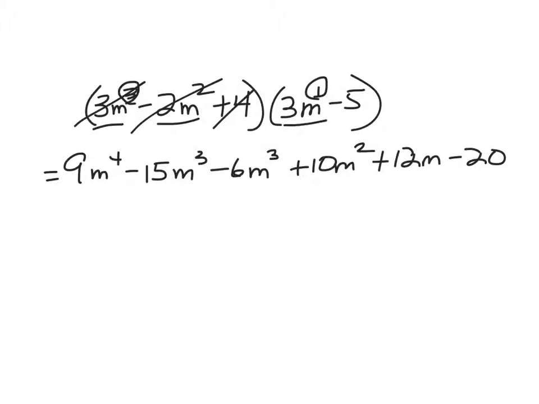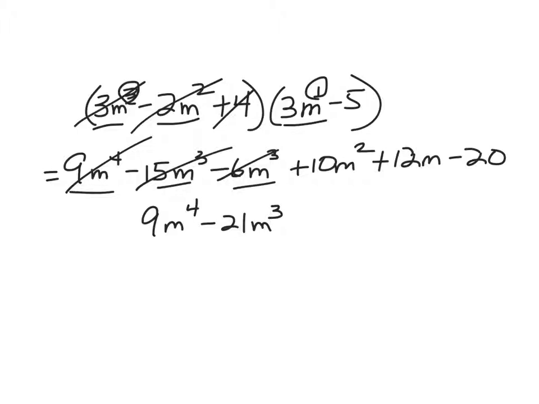Okay, now let's combine like terms. So I got 9m to the 4th. I've got negative 15m cubed and negative 6m cubed. What's that? That's negative 21m cubed. Yes, negative 21m cubed. Okay, we're off to a good start. And slide all that down. And then I got 10m squared. Don't have any other m squareds. I've got 12m. Don't have any other m's. And I've got negative 20.